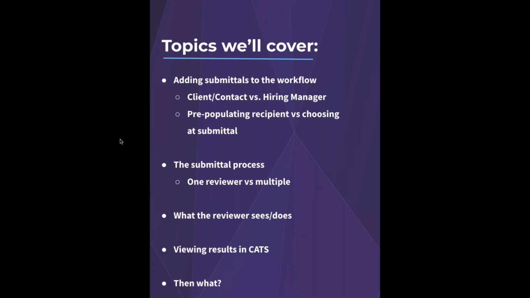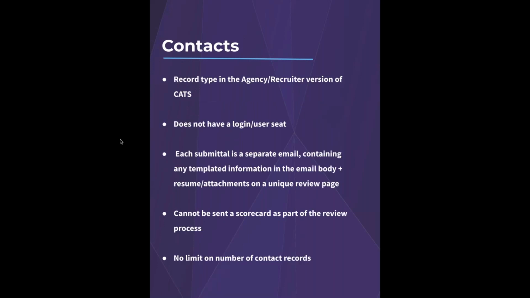So I touched on it in that first bullet point, and the first thing I'm going to show is submit to a contact or submit to a client. You'll see the language used interchangeably in the agency/recruiter version of CATS. Honestly, the easiest way to tell what version you're on is this: if you have contacts as a record type within CATS, you're on the agency/recruiter version.